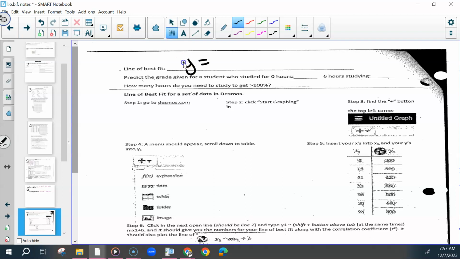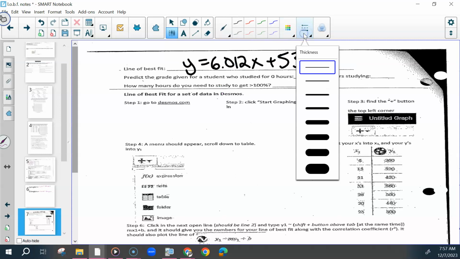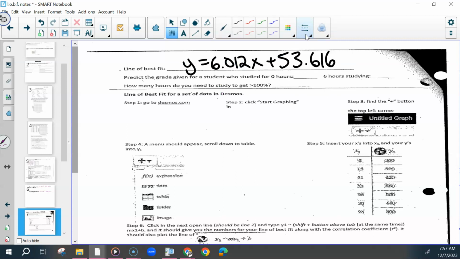So y equals, from your calculator or from the previous page, 6.012x plus 53.615, which would round to 6. So that would be our line of best fit.